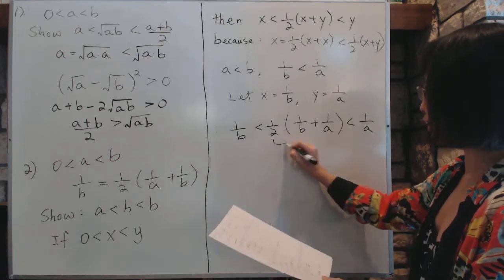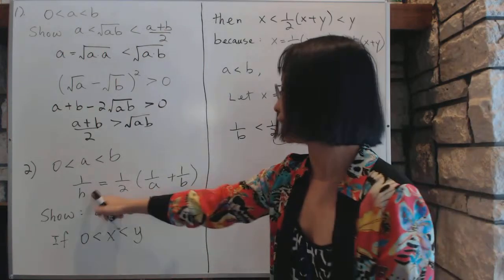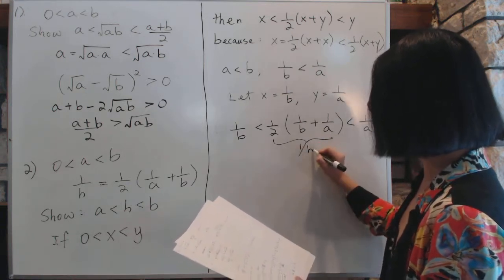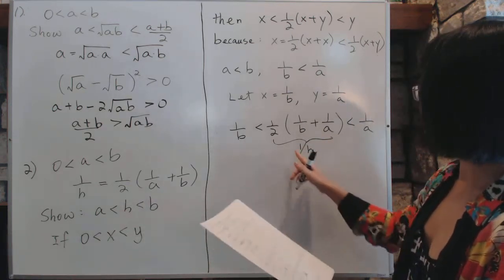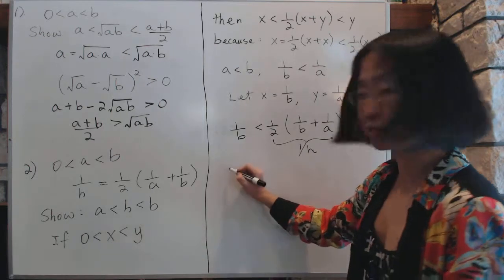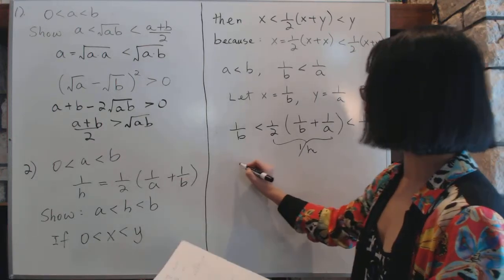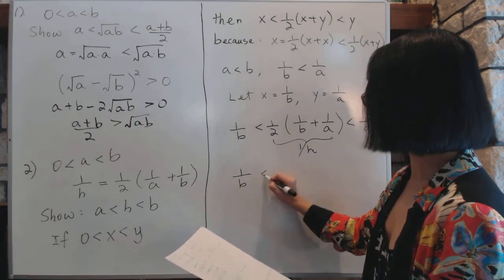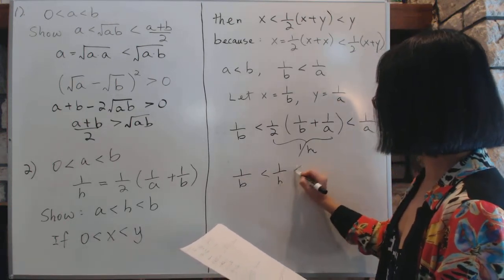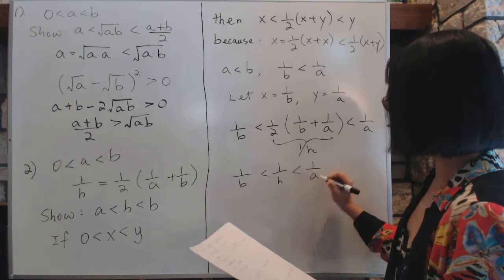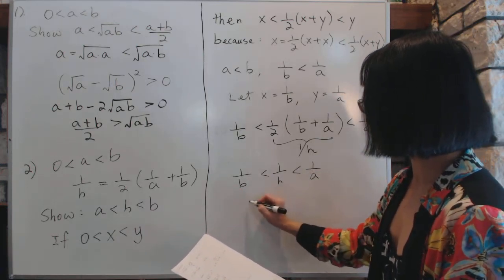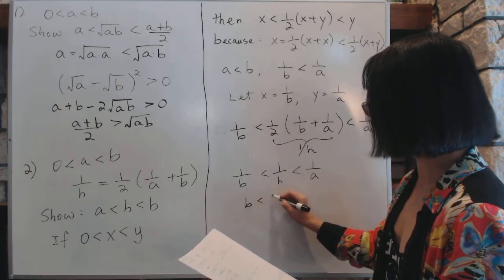And this whole thing is 1 over H. So then rewriting this, we get 1 over B is less than 1 over H, less than 1 over A. Now, rewrite this part of the inequality, we get H is less than B.